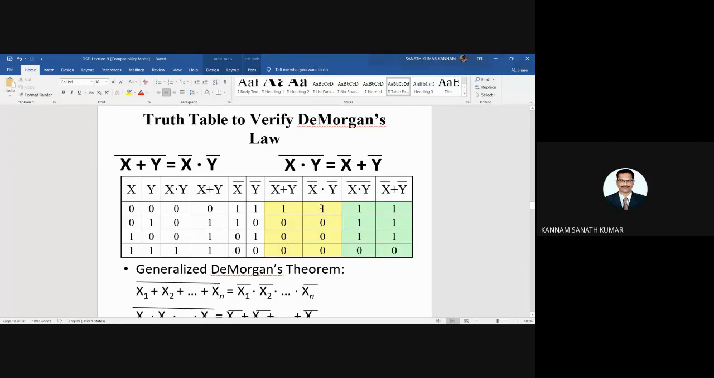Okay, x bar into y bar. X bar into y bar means AND operation. If any of the inputs is 0, you get output 0. If both inputs are 1, you get output 1. X into y whole bar means the complement of x and y. So here 0 0 0 1 becomes 1 1 1 0. And x bar plus y bar means OR operation of these two. If any of the inputs is 1, you get output 1, and when both inputs are 0, you get 0.